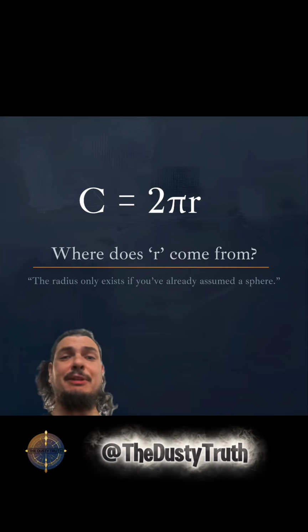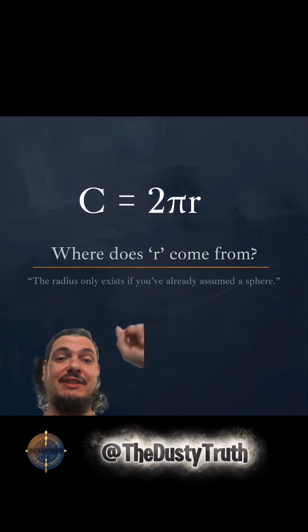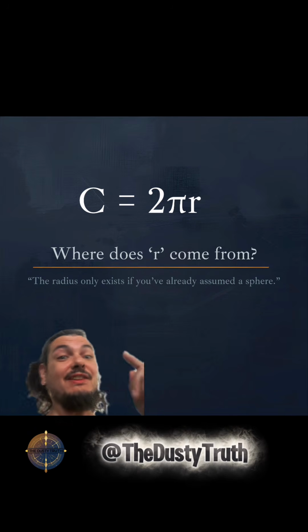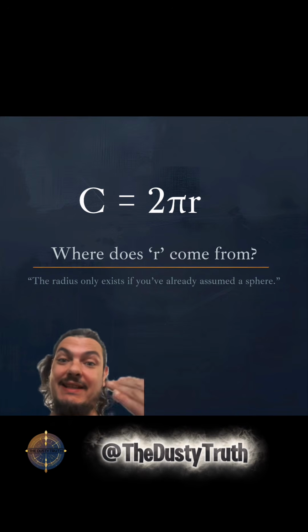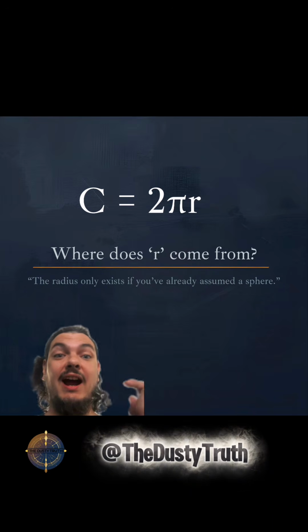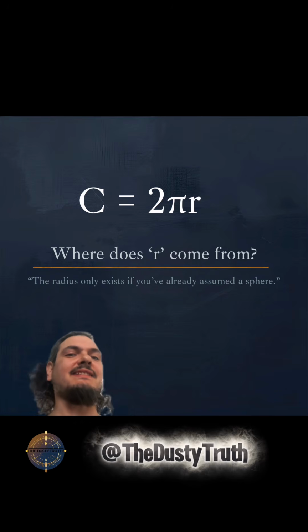Let's address the common globe math and why each one uses circular reasoning or unfalsifiable assumptions. Behind me, I have the circumference formula. It assumes Earth is a sphere in the formula meant to prove it's a sphere. That's circular reasoning, using the conclusion as a premise. The r, radius, only exists if you've already assumed a sphere. This is unfalsifiable.